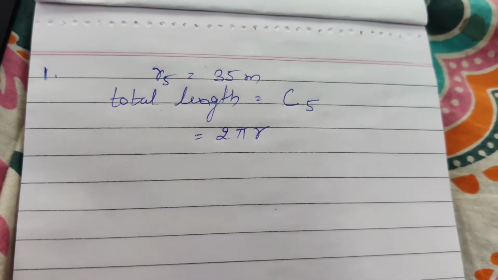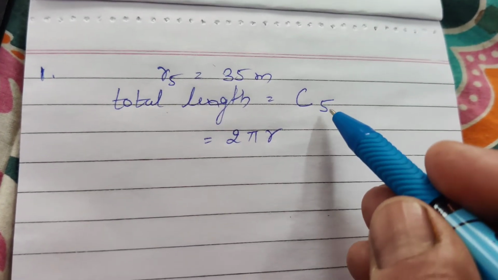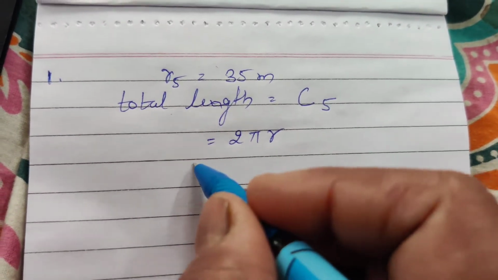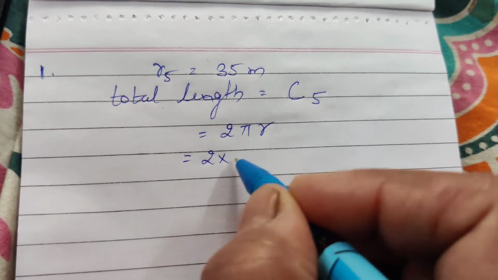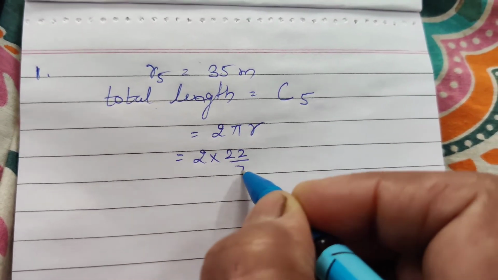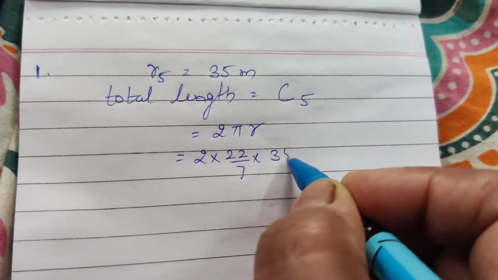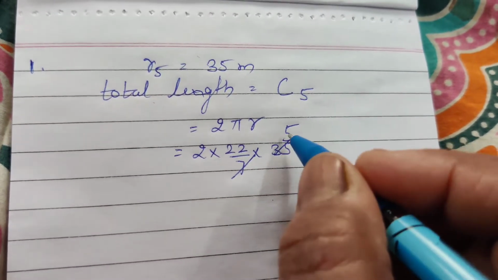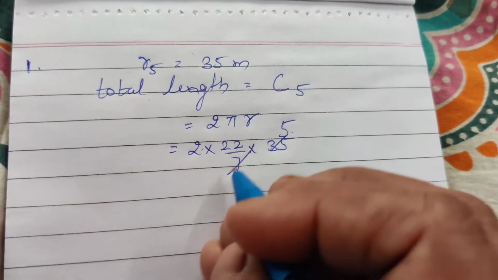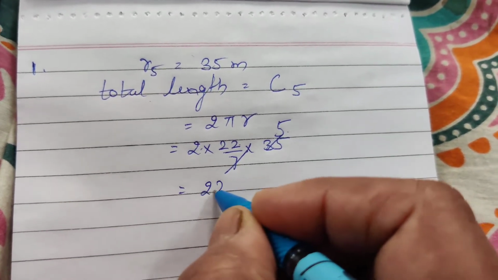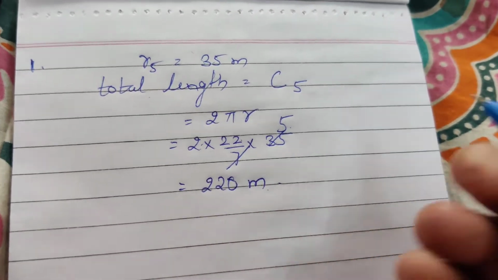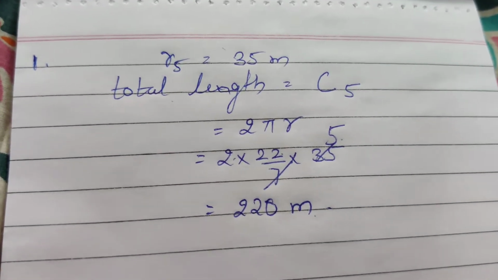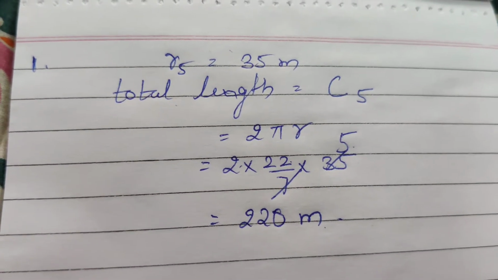To find the total length, what will we find? Perimeter. Perimeter means circumference. Now we can easily find it. The value of pi is 22 by 7 and radius is 35. Now cancel by 5. 5 into 2, 10. 10 into 22 which is equal to 220 meter. The total length of the track 5 is 220 meter.